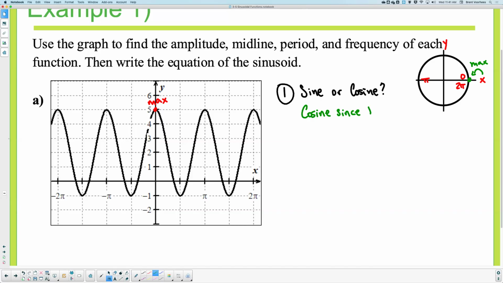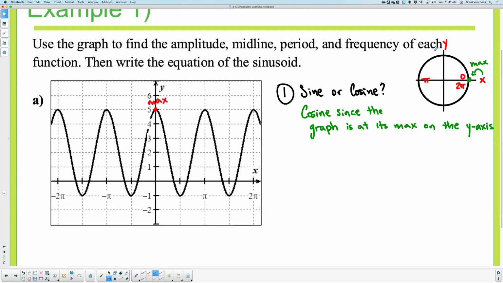Since the graph is at its maximum on the y-axis, that's how I know this is a cosine function. How do I know it's a cosine function? Because on the y-axis, the graph is at its maximum. If it was sine, where would the graph be located on the y-axis? The midline, the middle. Okay, and that's the first thing we're going to determine.